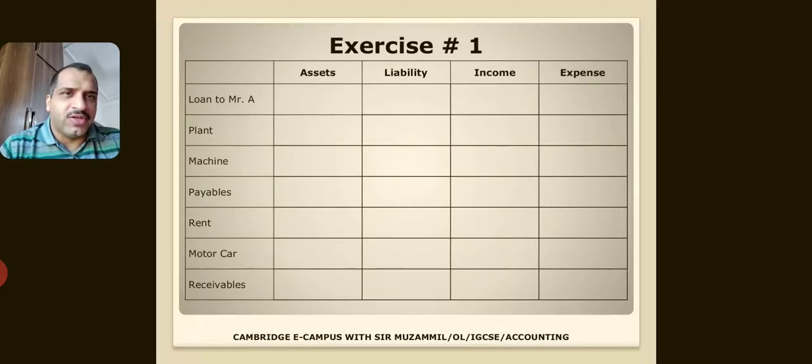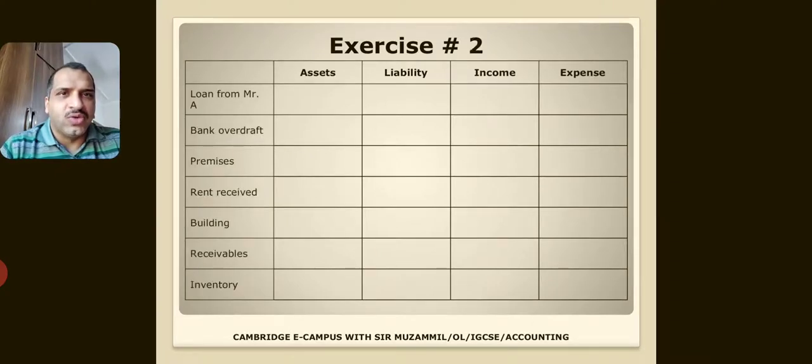A list is given, and you can identify what are the assets and what are liabilities. Loan to Mr. A means you have given a loan to Mr. A, so it is of course an asset. If it is a loan from Mr. A, then it would be a liability. Plant, simply asset. Machine is an asset. Payable is a liability. Rent is an expense. Motor car, asset. Receivable, asset.